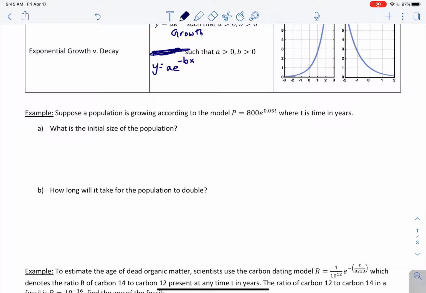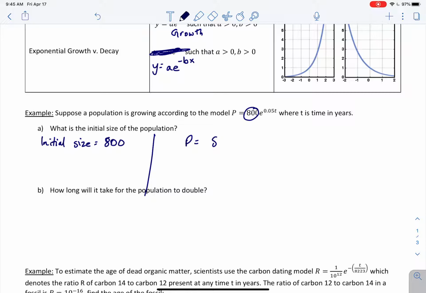So we have this model given to us. P equals 800 times e to the 0.05 t. So initially, what is the size? Well, we know that the initial value is that a value in front. So the initial size is 800. But we can check that by putting in 0 for t.